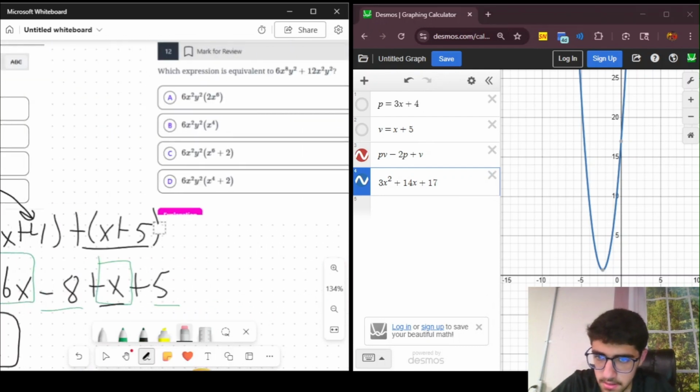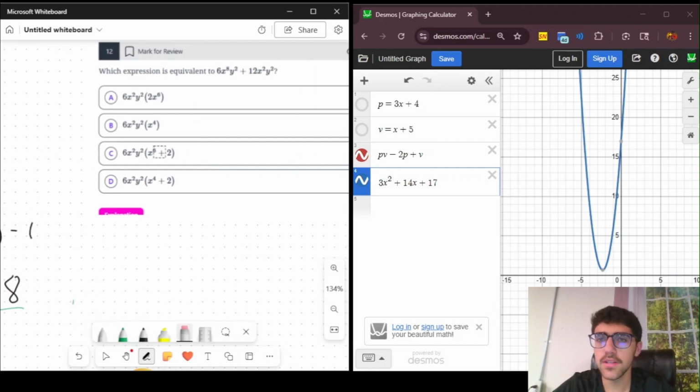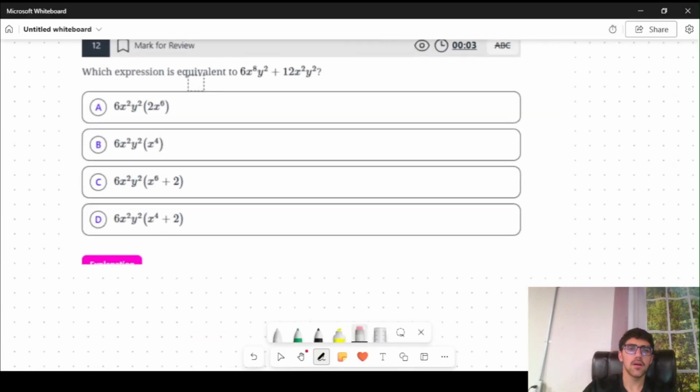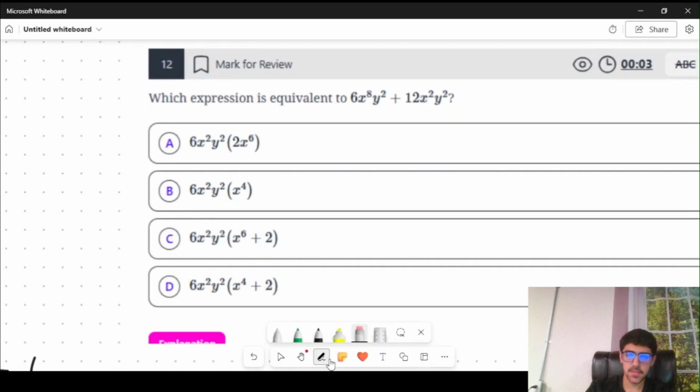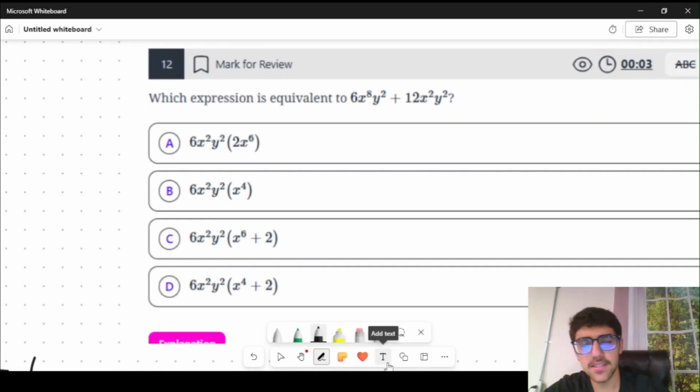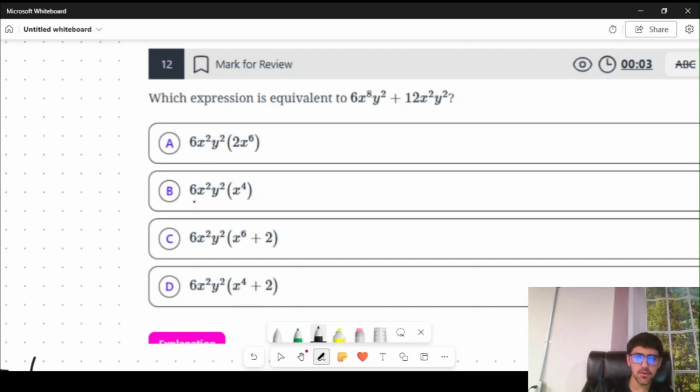Let me just delete some of this so we have space. Okay, so this one asks us, let me make it full screen, which expression is equivalent to the expression 6 times x to the power of 8 times y squared plus 12 times x squared y squared. If you look here, you can see that in every single question they are factoring out something, and every single question they factored out 6x squared y squared.